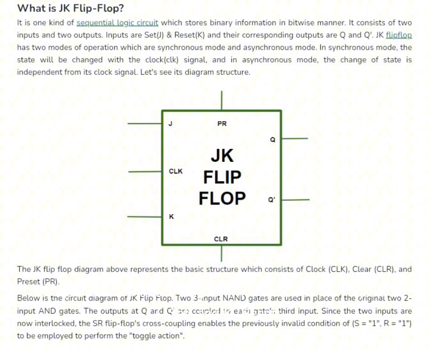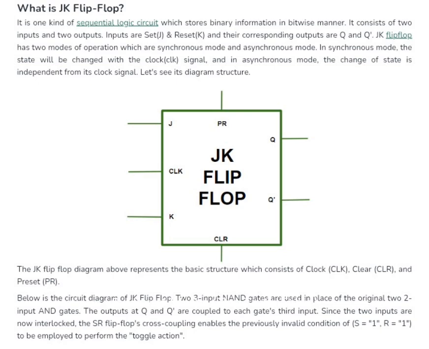As you can see in the diagram, we have two main inputs, J, set, and K, reset. We also have a clock, CLK, signal. This is the heartbeat of the circuit. Nothing happens until the clock gives the go-ahead. We also have asynchronous inputs like preset, PR, and clear, CLR, which can force the state regardless of the clock.